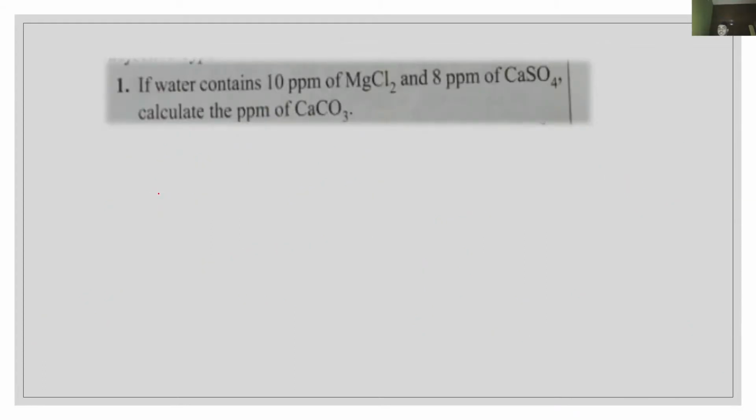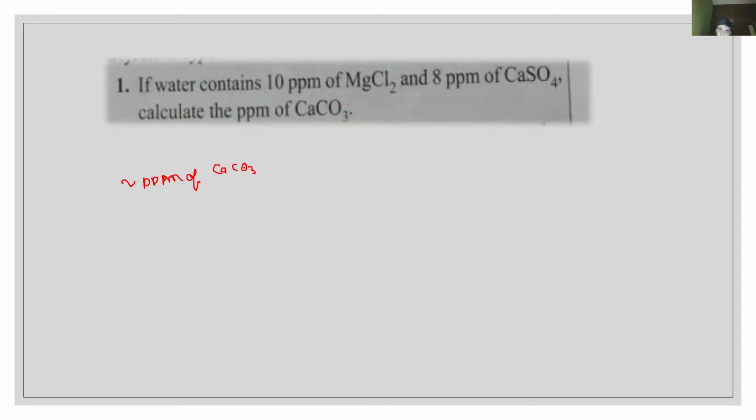So next, with this question I need to make you understand what ppm is and how ppm is calculated. So listen very carefully, okay? See, ppm is generally calculated as the equivalent ppm of CaCO3.